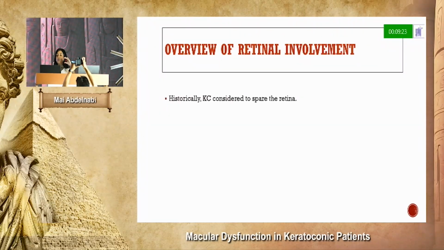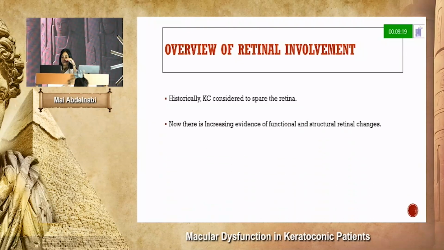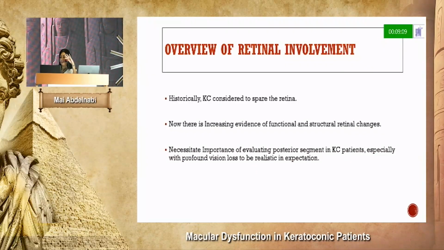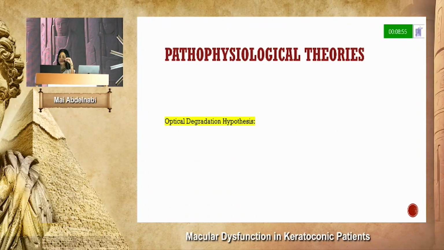Historically, keratoconus was considered a pure corneal disease sparing the retina. Recently, research has shown evidence of structural and functional damage in the posterior segment of the eye, which necessitates evaluating the posterior segment in keratoconic patients, especially with profound vision loss, to be realistic in your expectations with the patient.